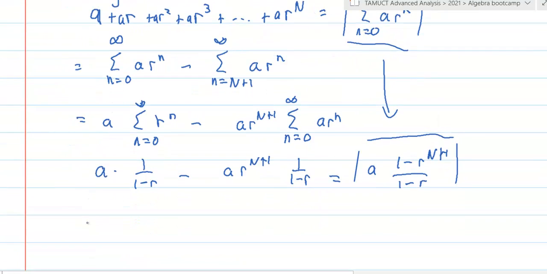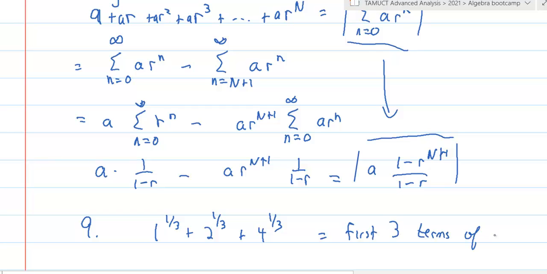Okay. So for problem 9, here I have 1 to the 1/3 plus 2 to the 1/3 plus 4 to the 1/3, which is equal to the first 3 terms of a geometric series.